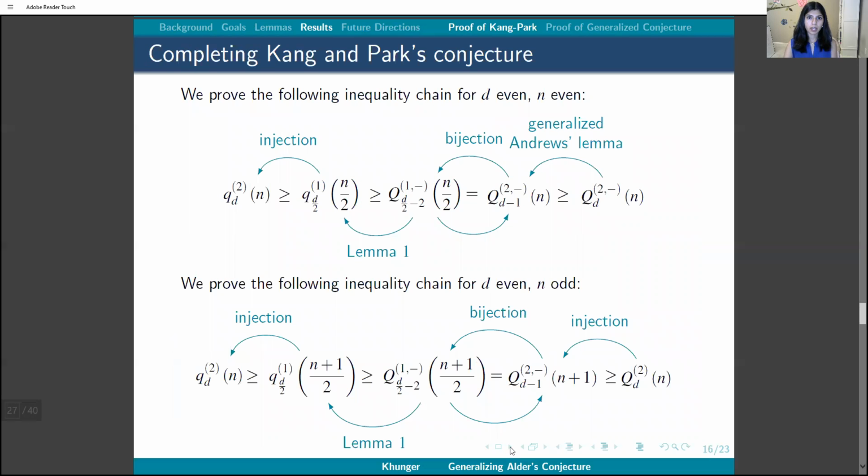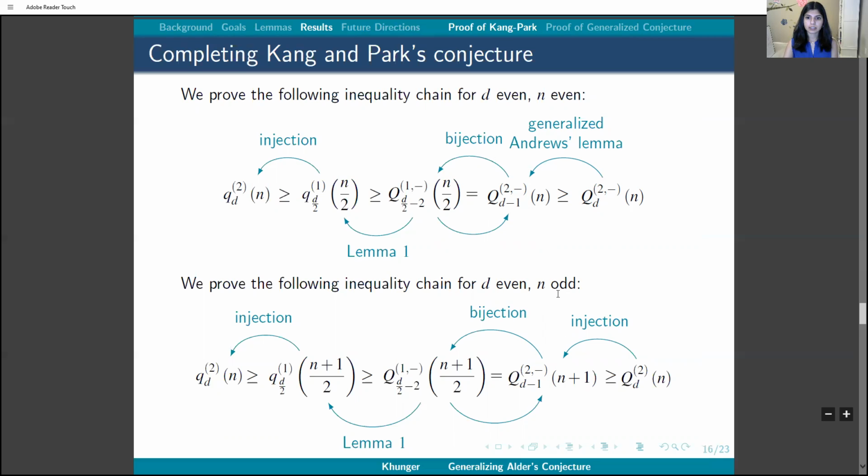Next, we prove the following cases for d even and n even, and d even and n odd. You'll notice that these inequalities look suspiciously similar to the previous case, so I'll just walk you through the only modifications. First, we have over here that these functions look a little bit different. To compare this function to big Q sub d2 dash of n, we use the generalized Andrews lemma.